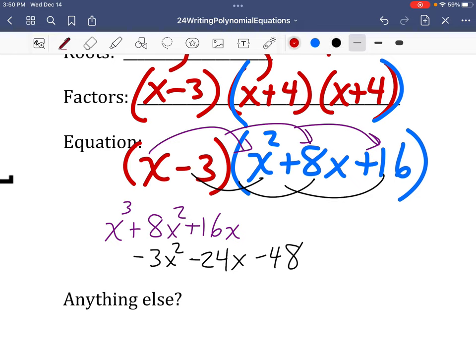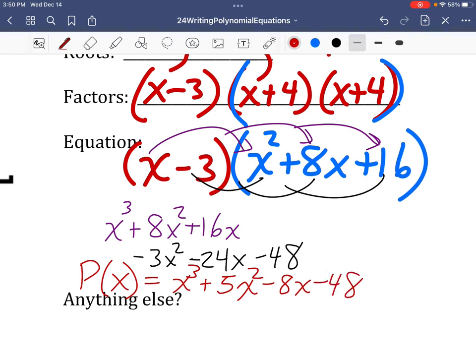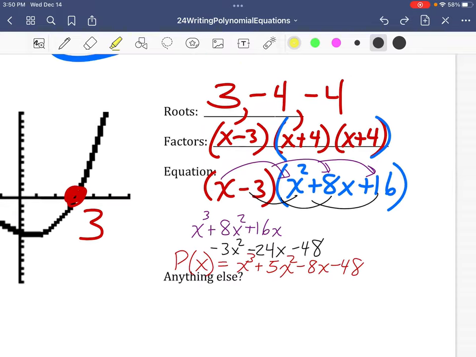I kind of feel like I've seen these numbers before. Are they the same as on the front? Well, we get x cubed, add up these x squareds, and that gives you 5x squared, negative 8x and negative 48. Is there anything else? I don't think so.